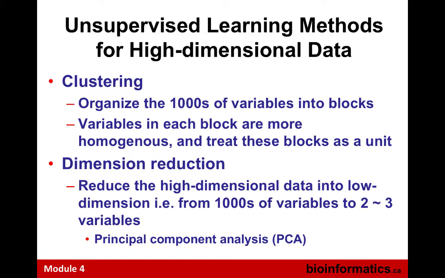So each bin is represented by its average. So clustering basically reduces the number of things to consider. And as long as each bin represents the data well, it's fine. And dimension reduction tries to reduce high-dimension data into low dimension. And how they do it is they try to summarize the variance.